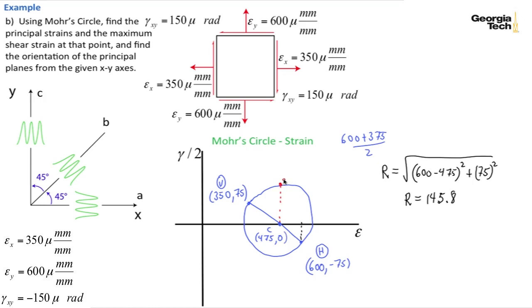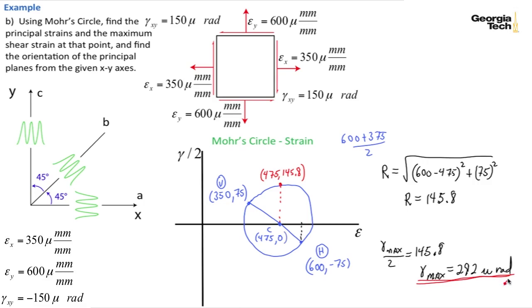And so now I can draw a line up from the center to the very peak of the circle. That'll be 475 for the normal strain, and then 145.8, which means that gamma max over 2 is 145.8, or my max in-plane shear strain is going to equal twice that, or 292 mu radians.